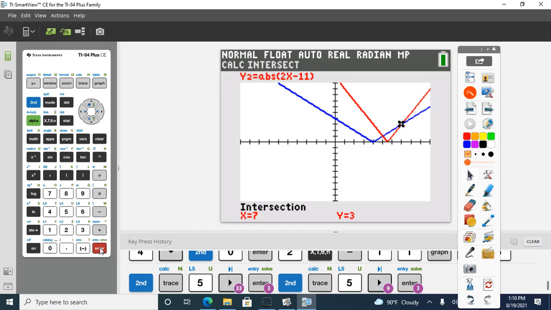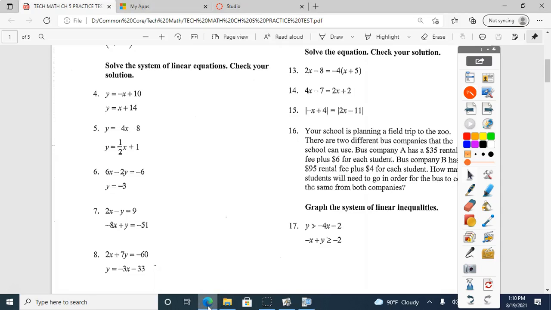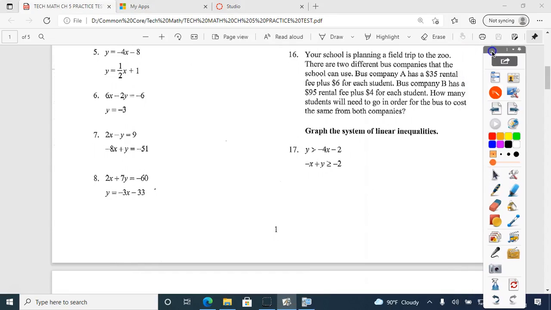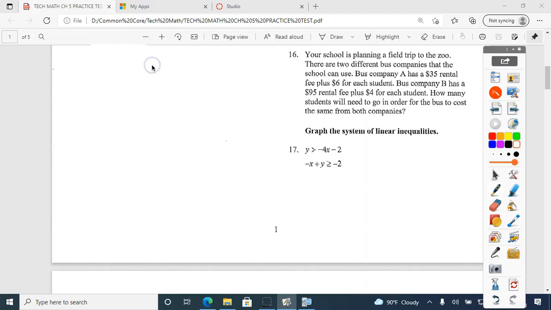16. Says your school is planning a field trip to the zoo. And we are taking bus company A or bus company B. They want to know how many students we need to take for it to cost the same from both companies. So we need to figure out how much it costs every time.